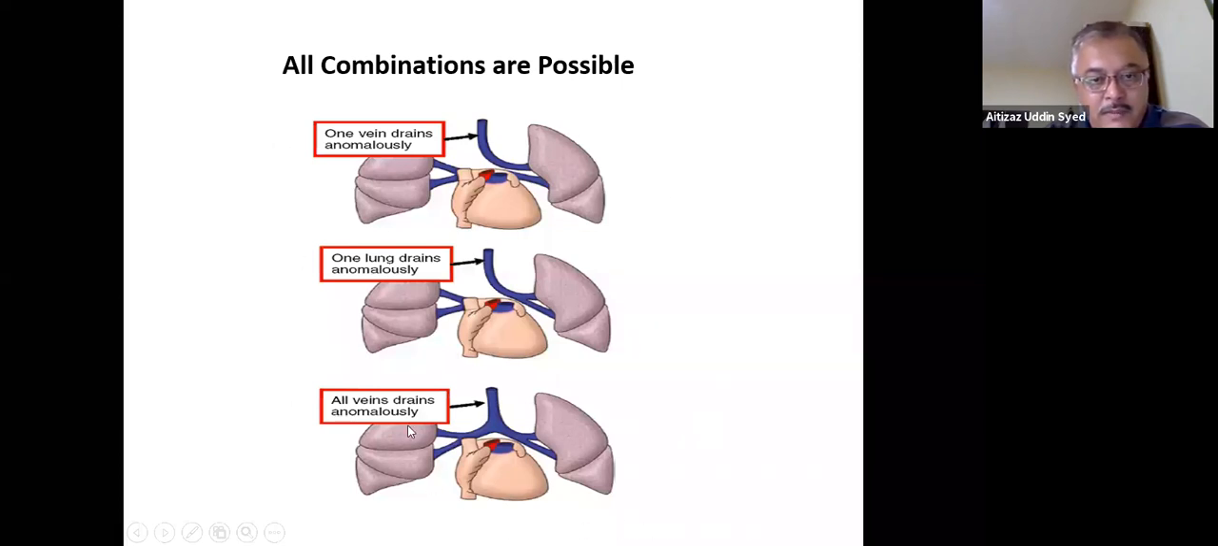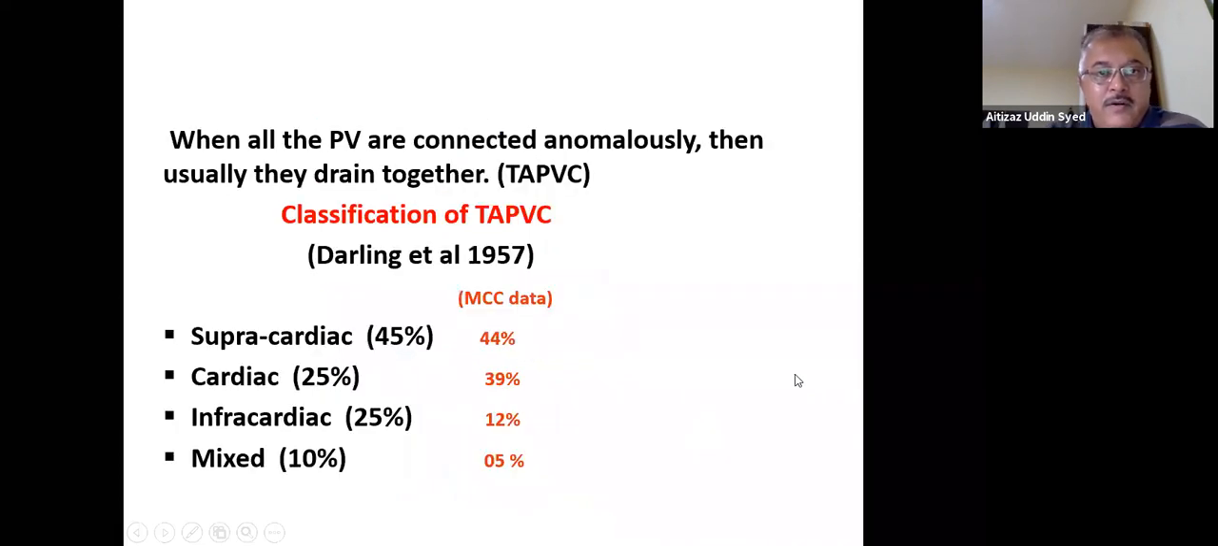Total will be when all of them join and then go somewhere, not to the left atrium. So that's how their drainage is anomalous, and the anomalous drainage can go in different directions. But when they're all draining abnormally, then they usually go together and end up in one anatomical structure together. And this is that famous Darling classification, and I like it because it's easy, and it actually conveys a lot about the anatomy of the lesion.